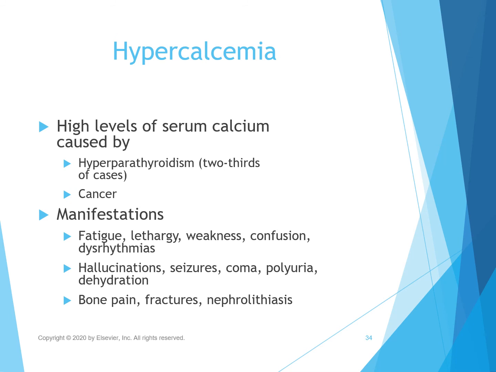Hypercalcemia is the high level of the serum calcium. It is caused by hyperparathyroidism in most, 2/3 of the cases at least, and it could be also caused by cancer, and usually that is breast or kidney cancer. The manifestations here would be some fatigue, lethargy, weakness, confusion, dysrhythmias. You could also see hallucinations, seizures, coma, polyuria and dehydration, bone pain, fractures, and nephrolithiasis. I do have a table 16-8 in your book on hypo and hypercalcemia.